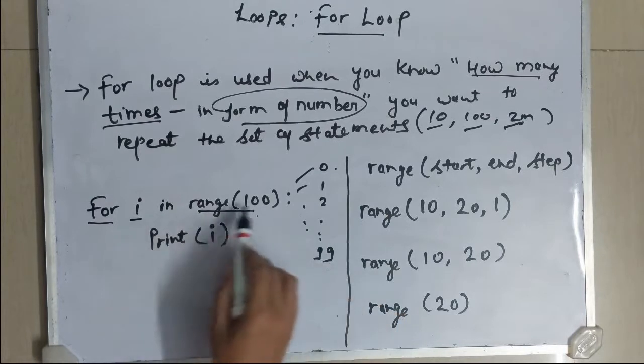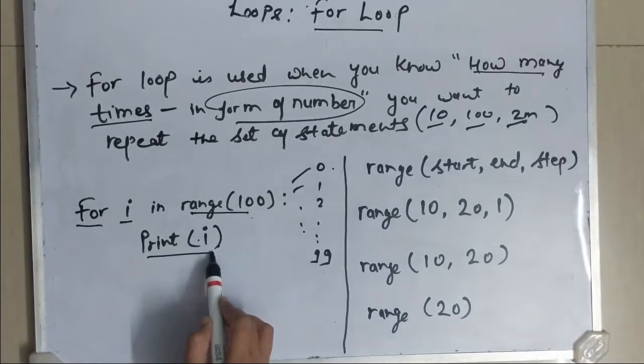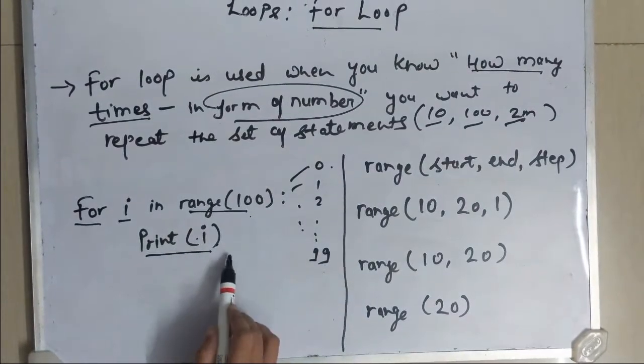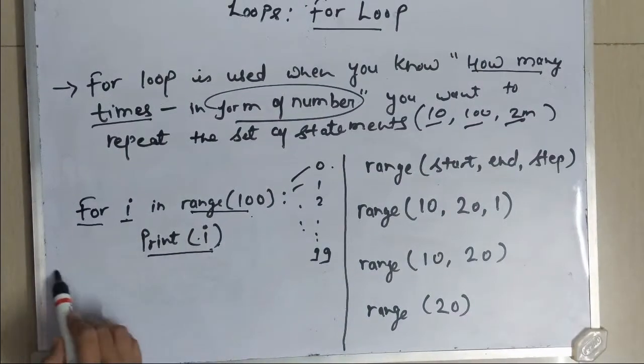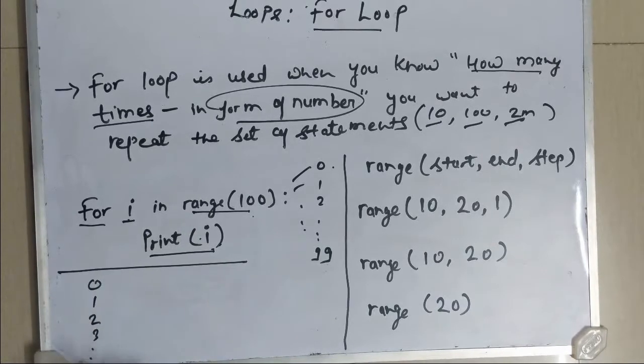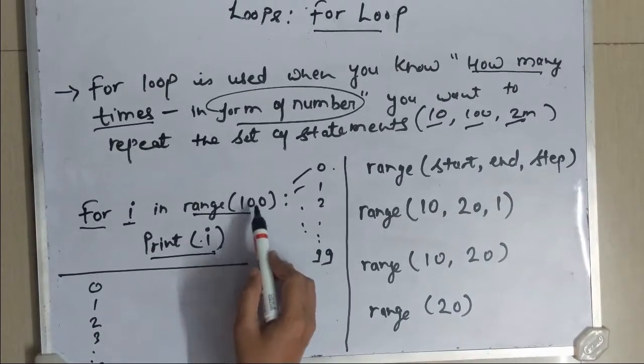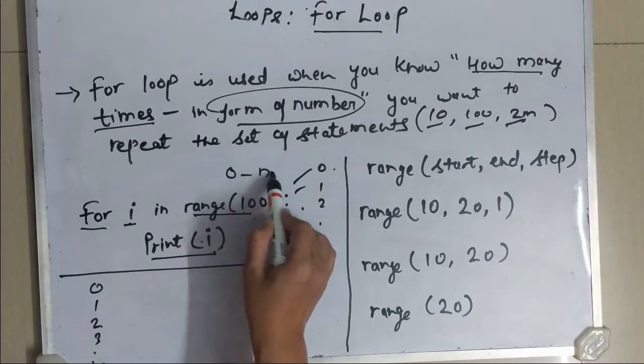So this will generate values from 0 to 99, and one by one it is going to print the value of i. Over here I am not printing hello, I am printing the value of i. So this program will print 0, 1, 2, 3, 4 till 99. Always remember, the range function executes from 0 to n minus 1.